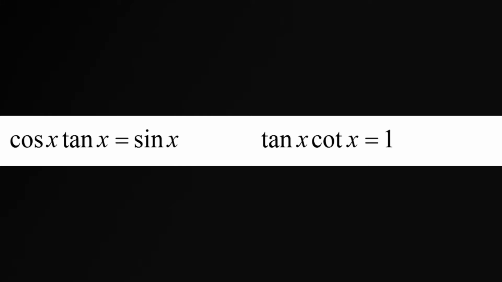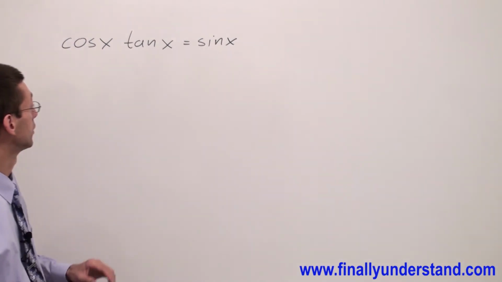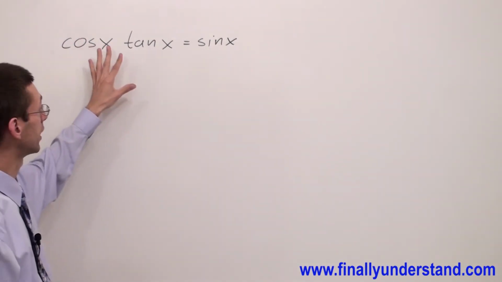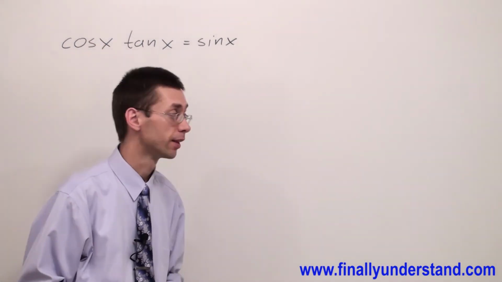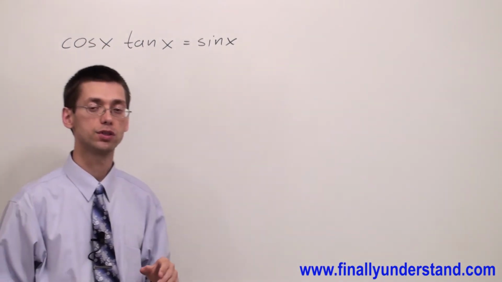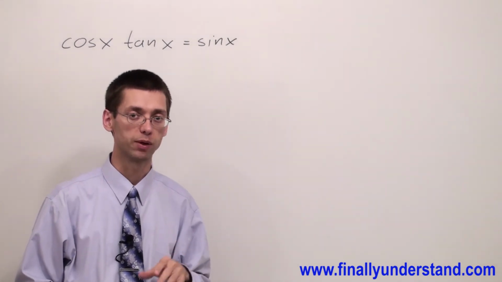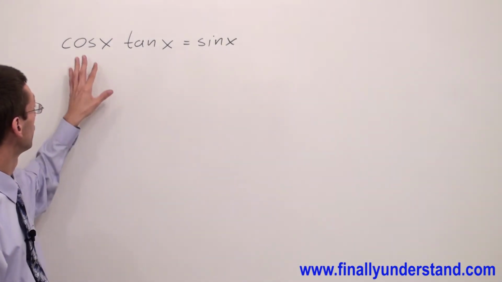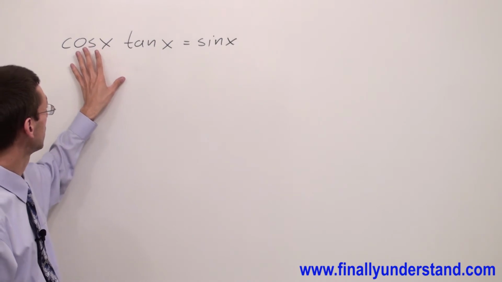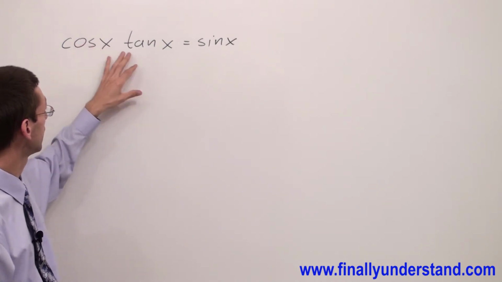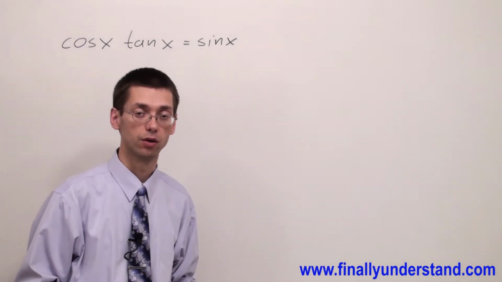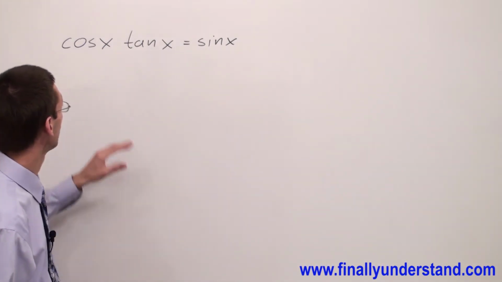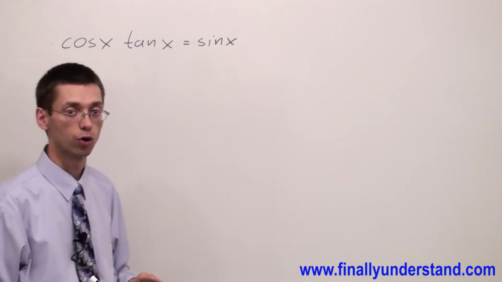Let's prove the following identity. Anytime you have a problem like this, you're supposed to prove that the left side of the equation is equal to the right side. And most of the time we start from the most complicated side. Now, look at the left side. Left side contains cosine x times tangent x. Right side has just sine of x. So I'm going to start from the more complicated side.